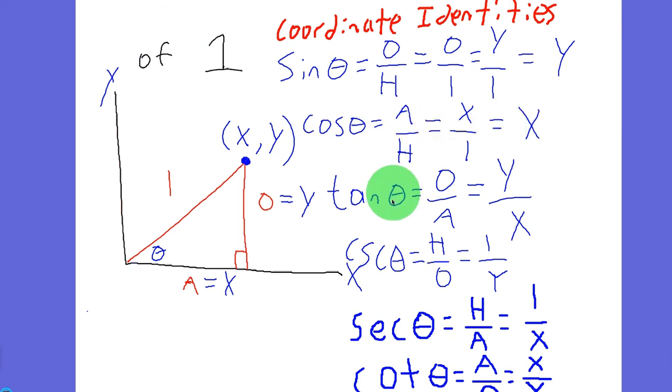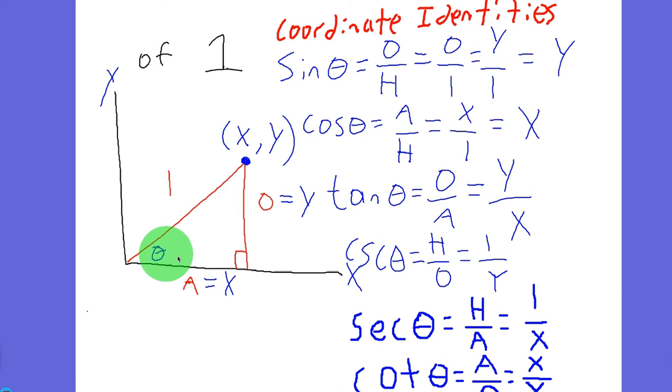Now tangent's even easier. Tangent's just opposite over adjacent. Since opposite is y and adjacent is x, that's all you have to do. Just as easy as the first two. Tangent then is just y divided by x, whatever your point is. And we're going to pull up the unit circle and different points and see how this applies.